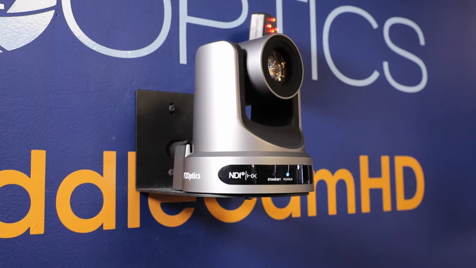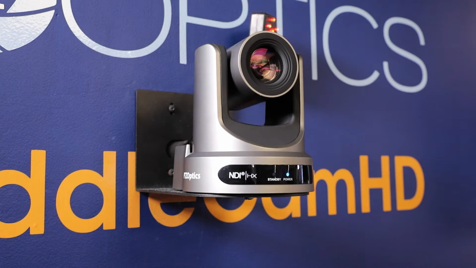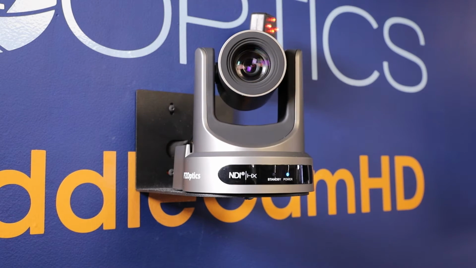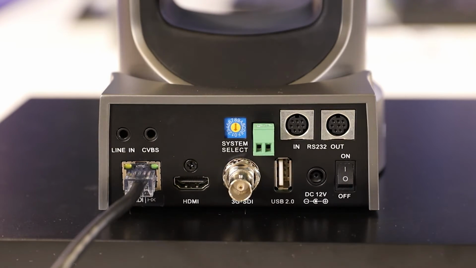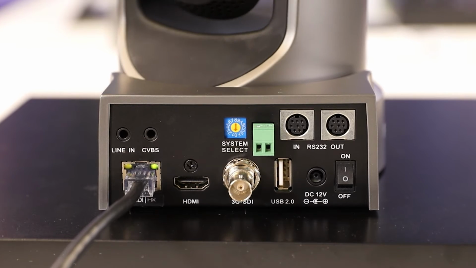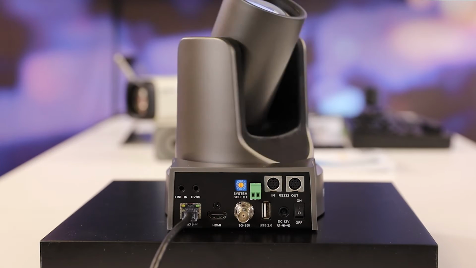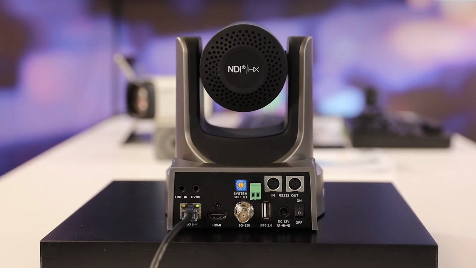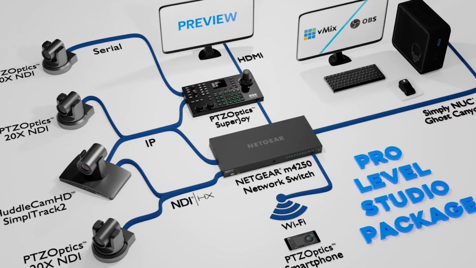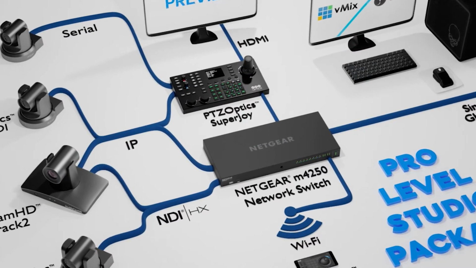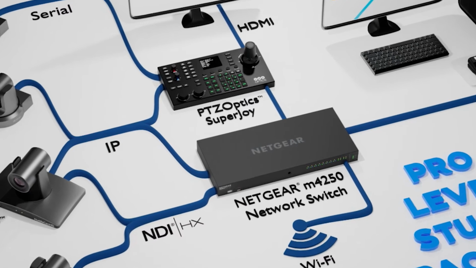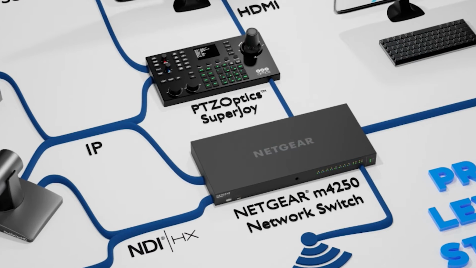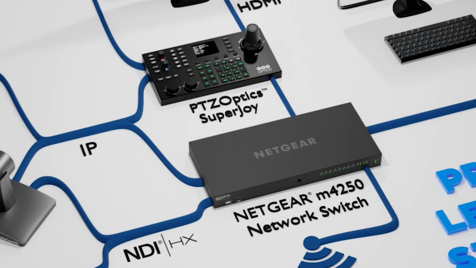ease of use. Now, on our cameras with PTZ Optics and HuddleCam HD, when we're talking NDI, that means that you only need a single Cat5 or Cat6 cable to the back of the camera run to a PoE switch. Here you can see we have a Netgear M4250 network switch, brand new to the Netgear line. They were built with NDI in mind for the use of PTZ Optics cameras.